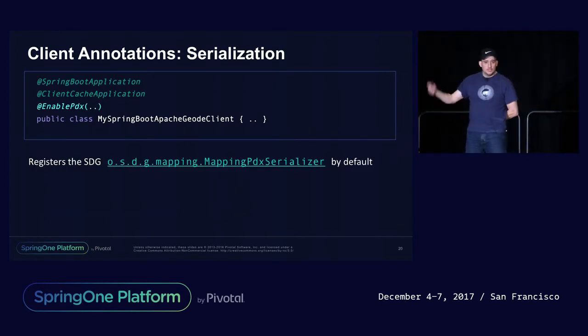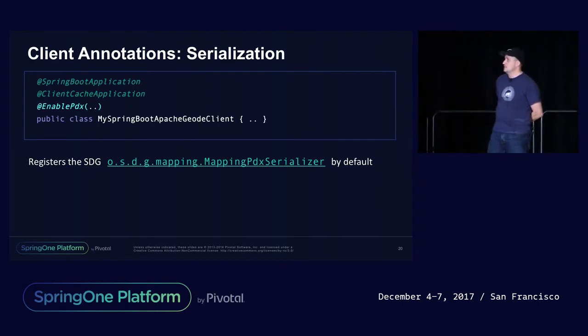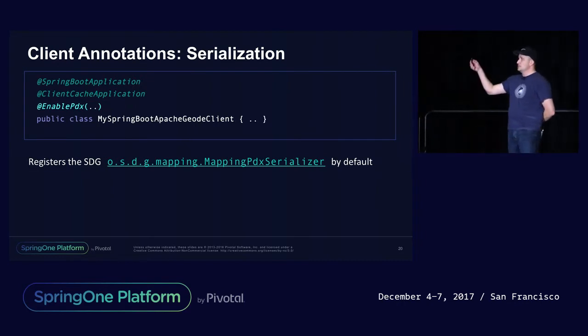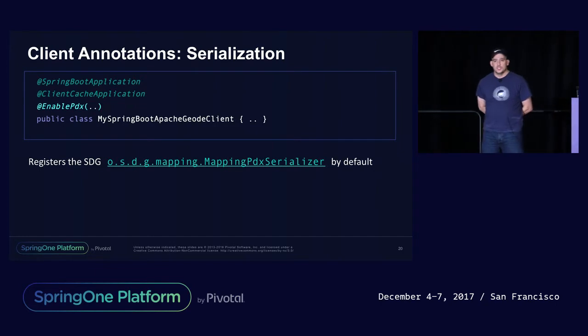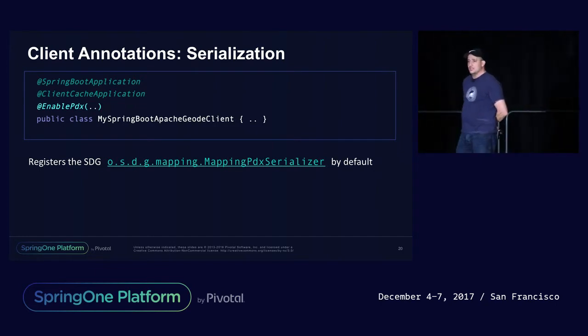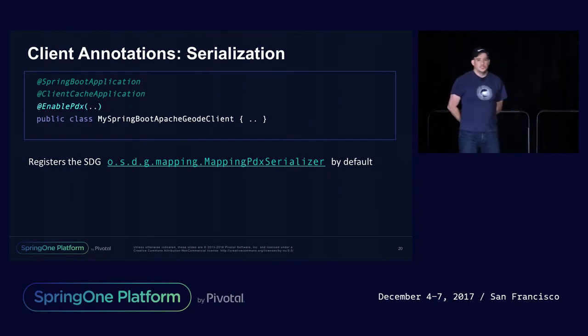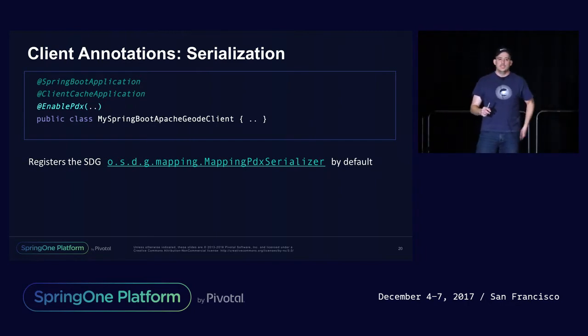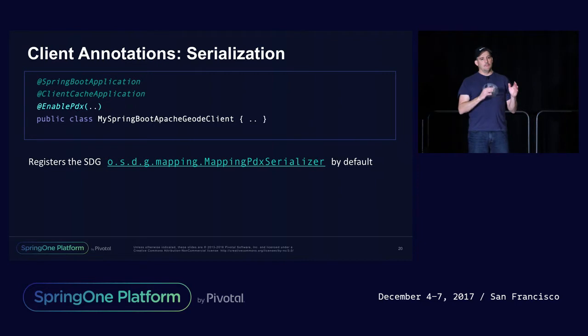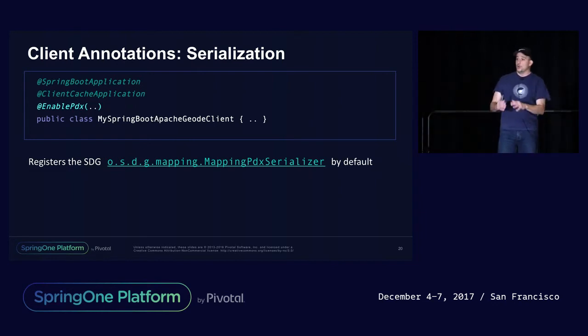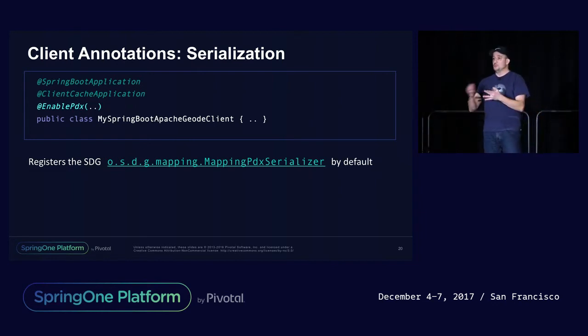Enable PDX, we saw the purpose of that, to serialize our data. There's different configuration settings there. It uses Spring Data Gemfire's mapping PDX serializer by default. Geode provides a reflection-based auto-serializer. This is sort of similar, but the difference is that it actually uses the Spring Data mapping infrastructure metadata. And it's careful with things like if you have a transient field, it won't actually serialize that to PDX. Or if you have a property that's only readable, right?